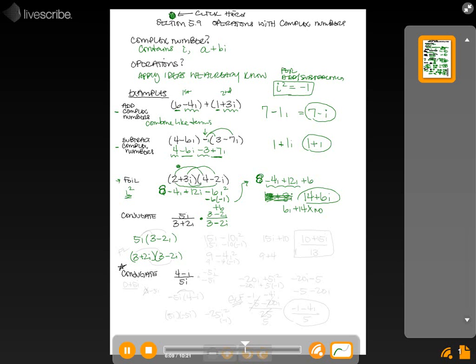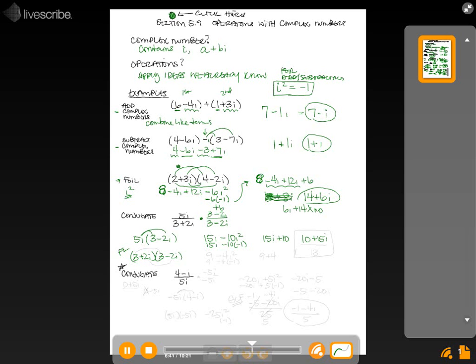Well, 5i times 3 is 15i, and then 5i times a negative 2i is minus 10i squared. i squared, remember, is a negative 1, so now we have negative 10 times negative 1, which becomes positive 10. So we have 15i plus 10, got to switch that around, 10 plus 15i, because we want it in that form, a plus bi.